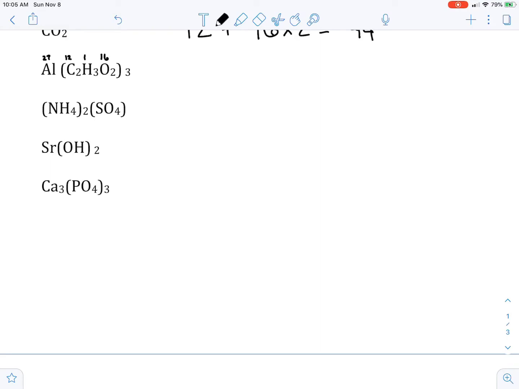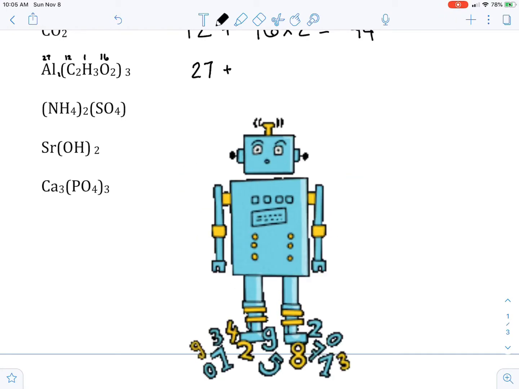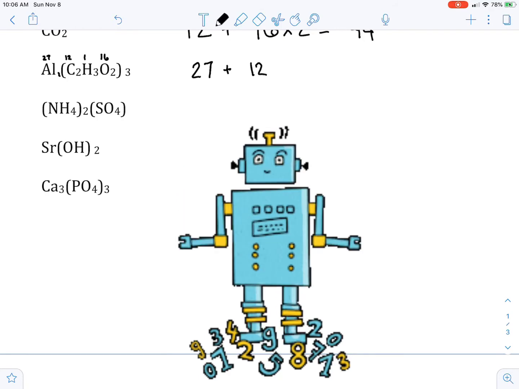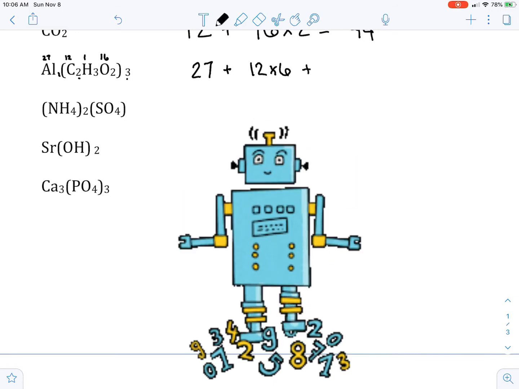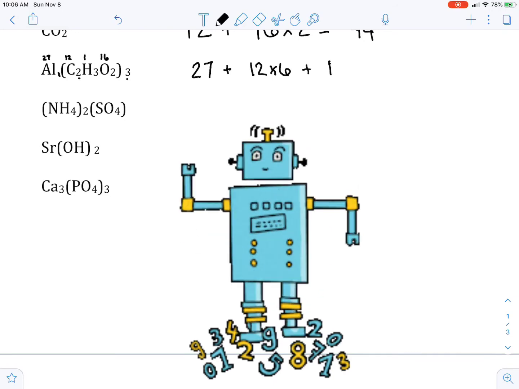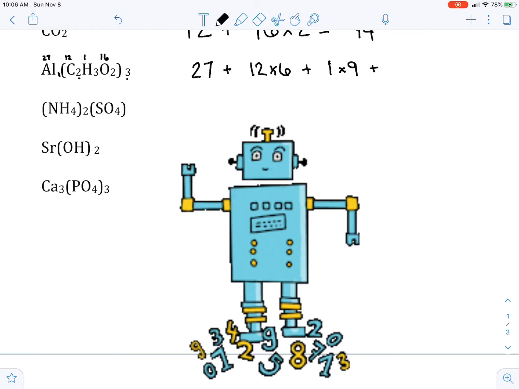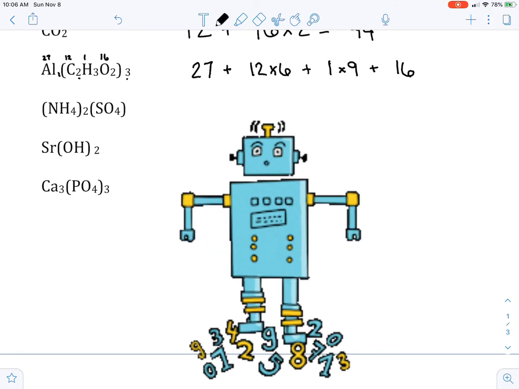Now we just have to know how many of each one there are. Hey, don't forget about the invisible subscript. So we have 1 aluminum, 27, plus 12. That's the mass of carbon. And we have 3 times 2. Remember, we're multiplying. 3 times 2. So that's times 6. There's 6 carbons there. Plus hydrogen. Hydrogen is 1. And we have 3 times 3, which is 9. Plus oxygen is 16. And we have 2 times 3, which is 6.